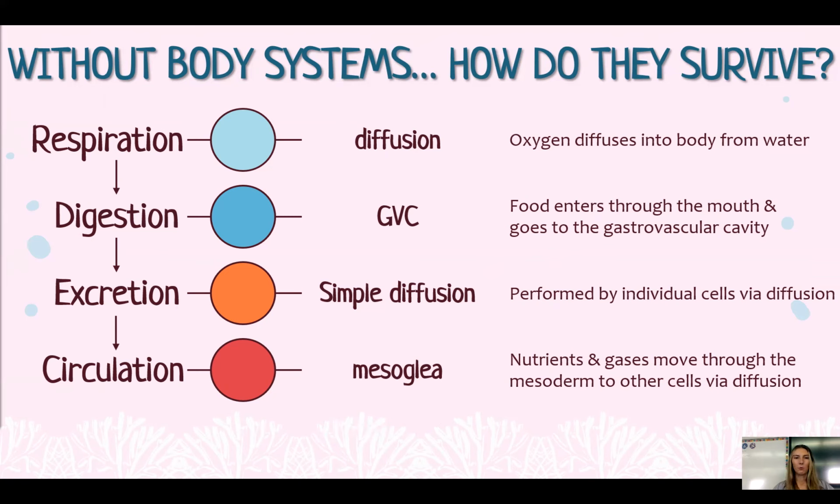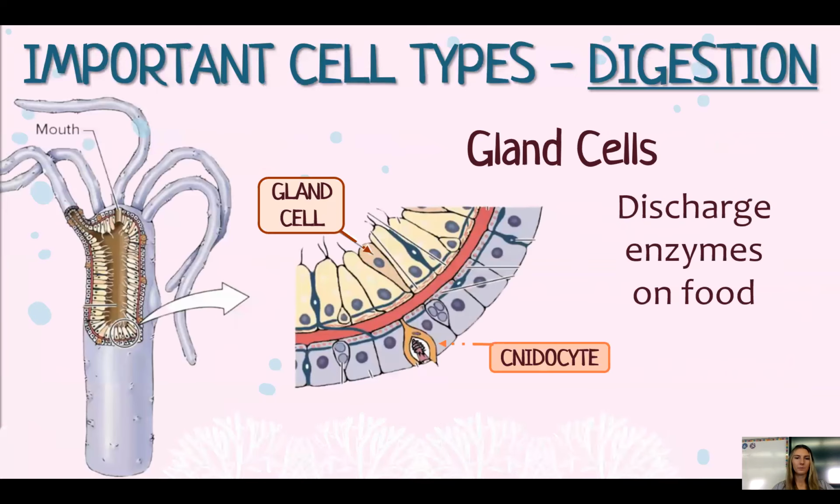Now, how do they get rid of waste? How do they excrete things? That's going to be by individual cells through the process of diffusion. But then finally, circulation: how do they move all these nutrients and gases through their bodies? They utilize that mesoglea. The nutrients and gases are going to move through it to other cells through diffusion.